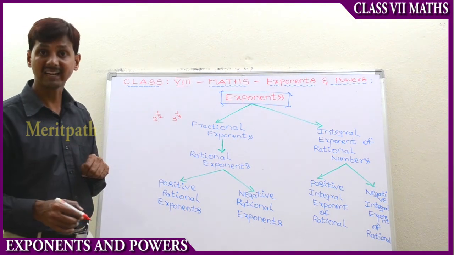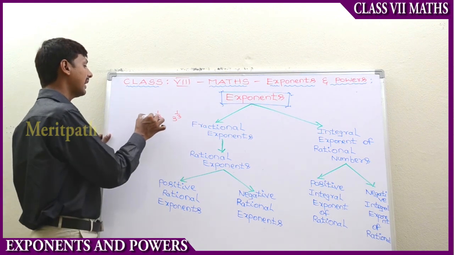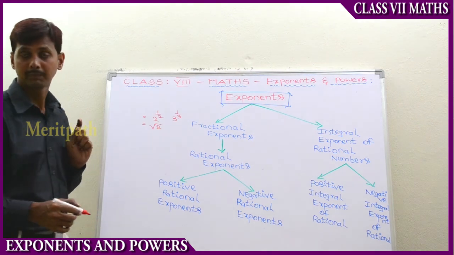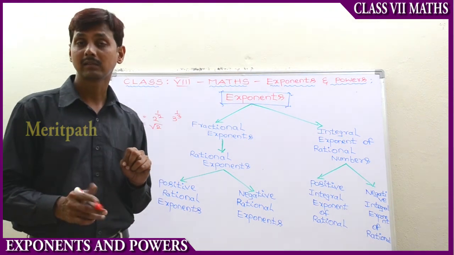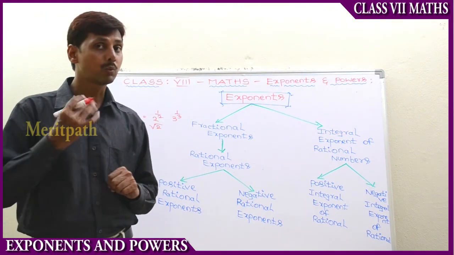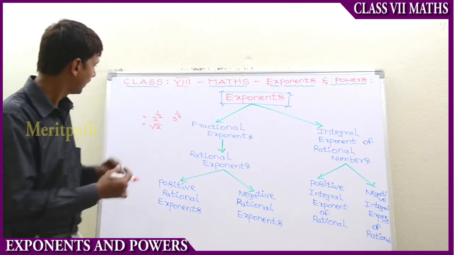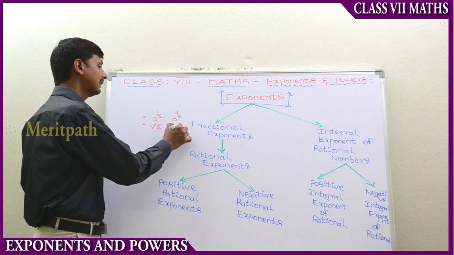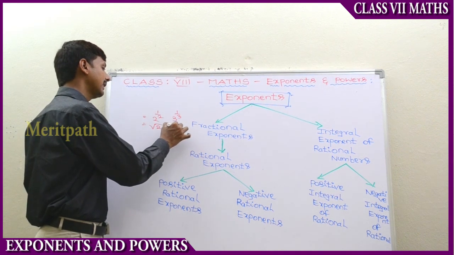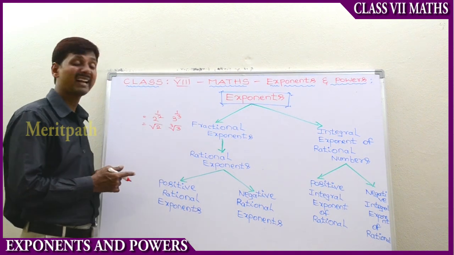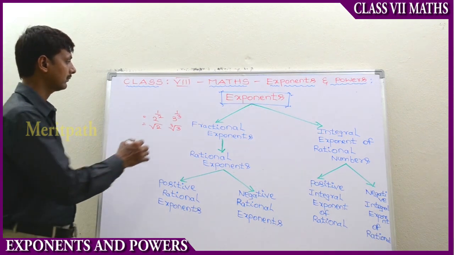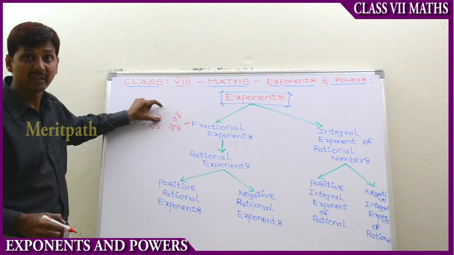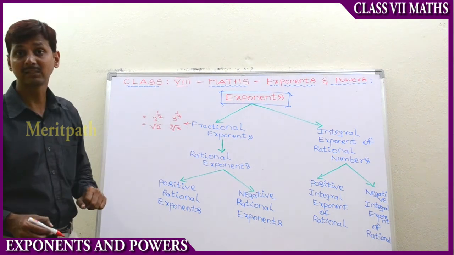So 2 power 1 by 2 and 3 power 1 by 3 are fractional exponents. This can be written as square root of 2, as we have learned in previous classes about squares and square roots. Power 1 by 2 can be written as square root of 2, and power 1 by 3 can be written as cube root of 3. These are examples of fractional exponents. When the exponent is a fraction, we call it a fractional exponent.